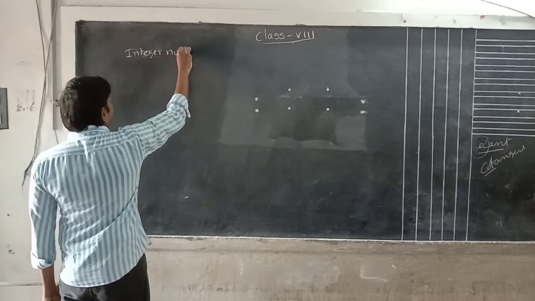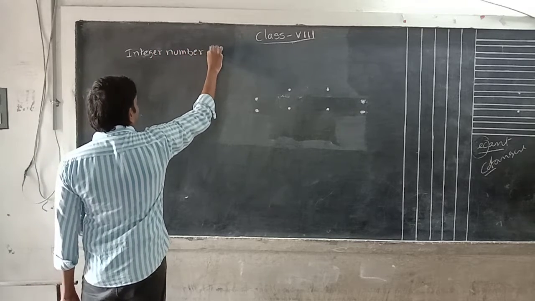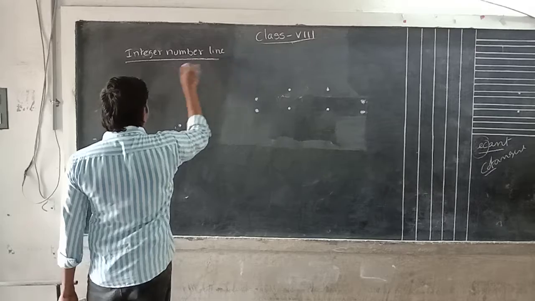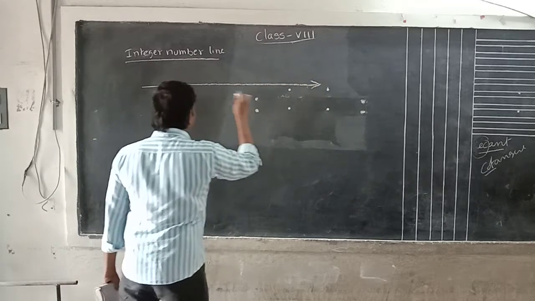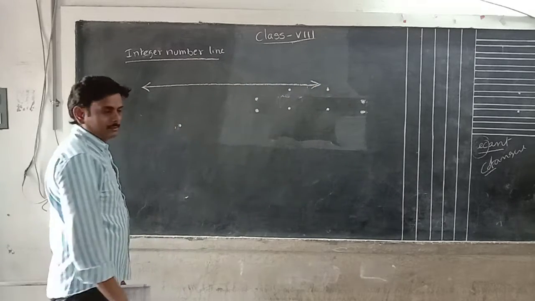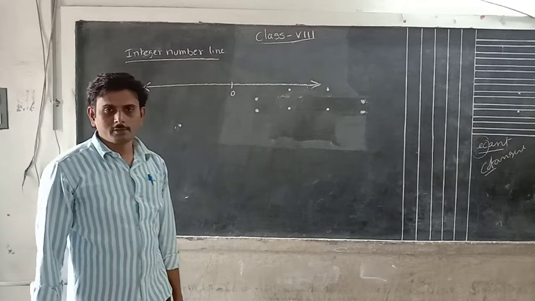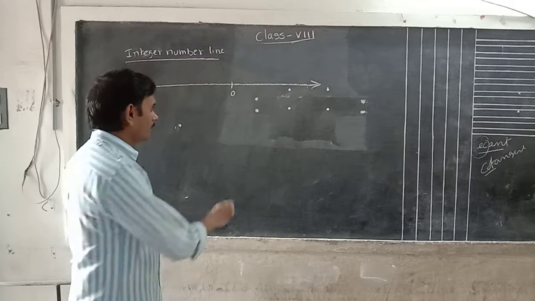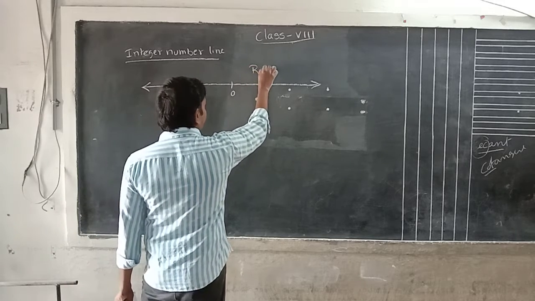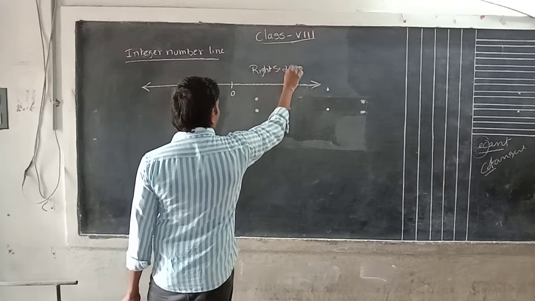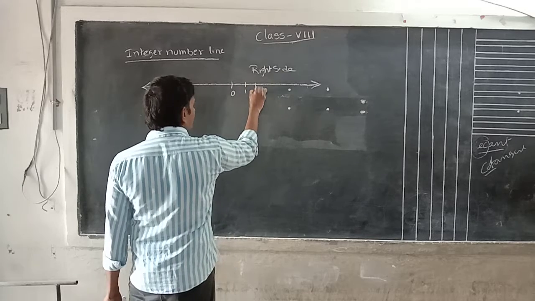What is the integer number line? Take a line here. At one place we have to write 0 first. When writing the integer number line, we first write 0. Then on the right side of 0 we write the positive values.